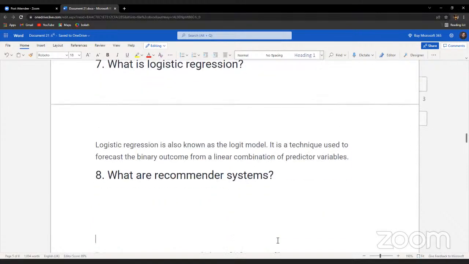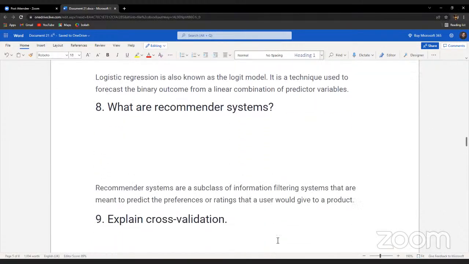Yeah. As we look into this, what are recommender systems? These recommender systems are subclasses of information filtering systems which are meant to predict the preferences or ratings that users would give to a product. Okay, so as we jump into the next question, explain cross validation. If anyone knows the answer, ping me in the chat box, and we'll discuss the answer within a minute.